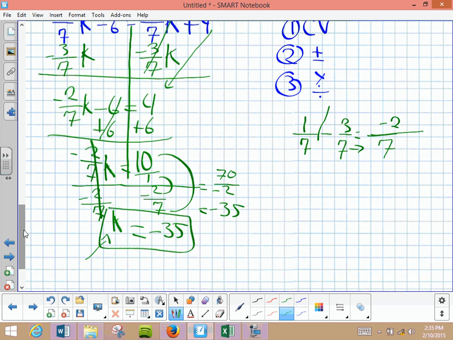Outside over inside. Or you can do the keep change flip. You will keep the 10, change that, and it'll flip 7 over negative 2. And it'll still work. It'll be 70 over negative 2, which is the same thing as that, right? It doesn't matter how you do it.